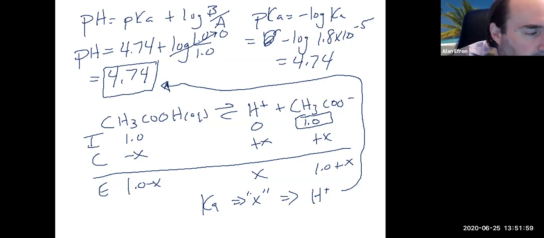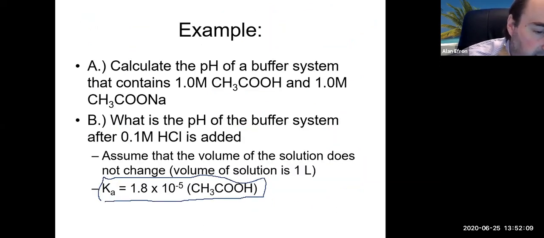Any questions on part A of this problem? Kind of like what we were talking about last time. All right, so let's talk about part B here and see what it says. Now what we want to do is take that buffer that was made, and we want to know what the pH is after we add 0.1 molar hydrochloric acid to the buffer.